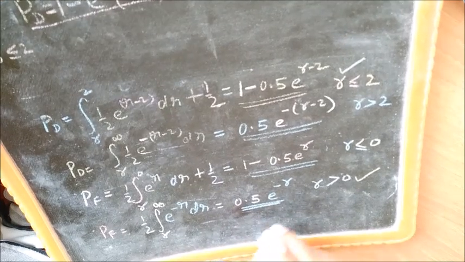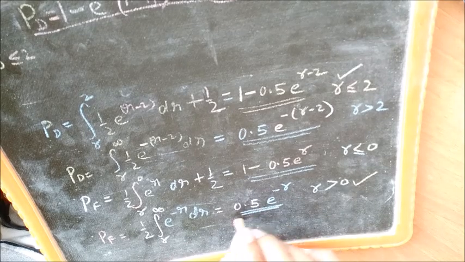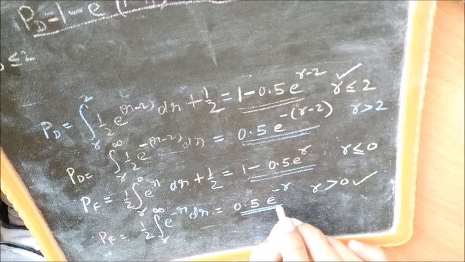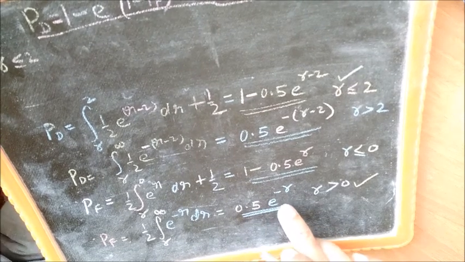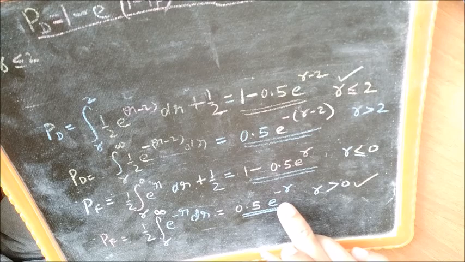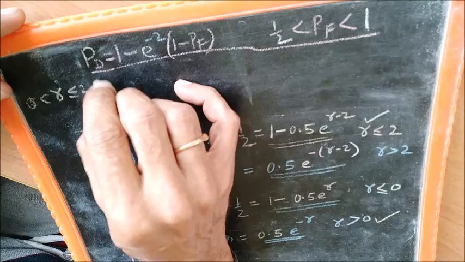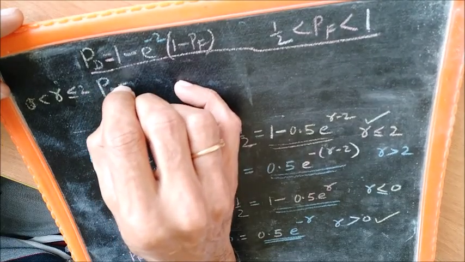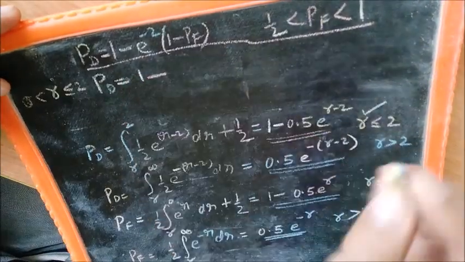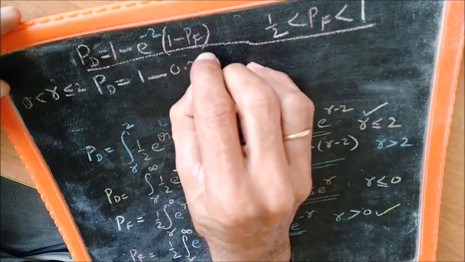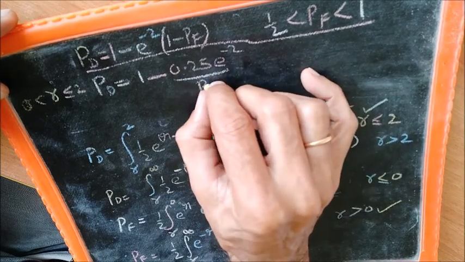And from this PF, I can easily write that e raised to gamma is 0.5 by PF. It's simple, you can see here easily. So when I use that here, my expression becomes probability of detection is equal to 1 minus 0.25 e power minus 2 by PF.